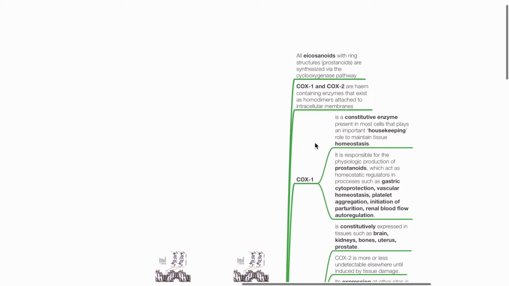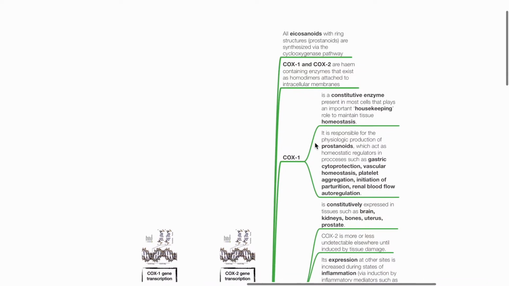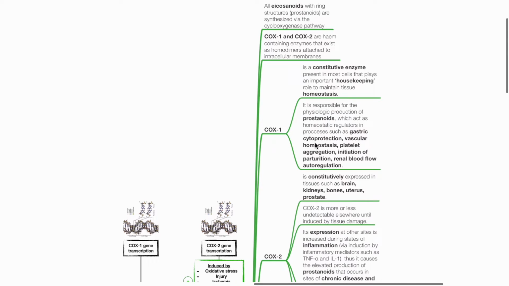All eicosanoids with ring structures, prostanoids, are synthesized via the cyclooxygenase pathway. COX-1 and COX-2 are heme-containing enzymes that exist as homodimers attached to intracellular membranes. COX-1 is a constitutive enzyme present in most cells that plays important housekeeping roles to maintain tissue homeostasis.